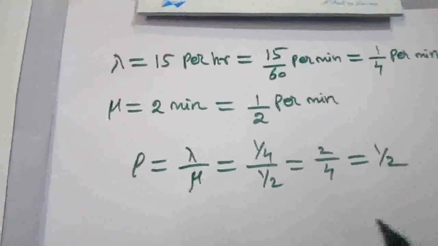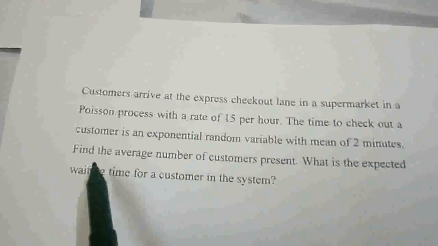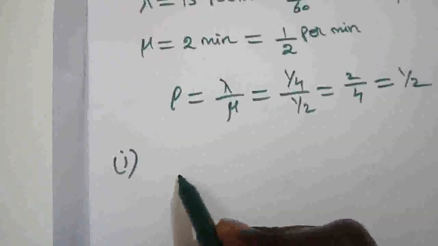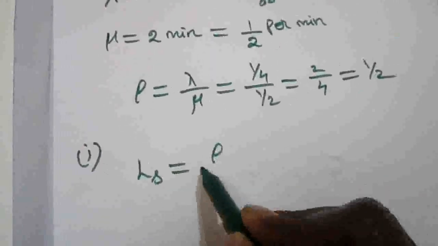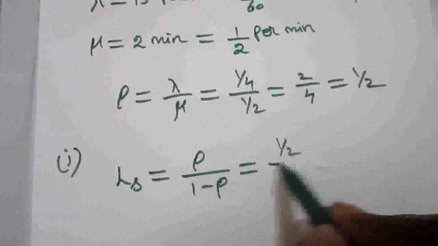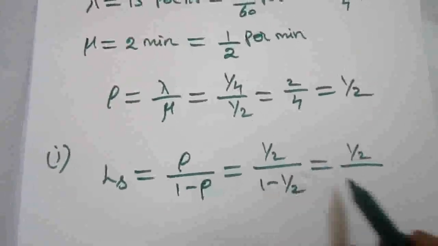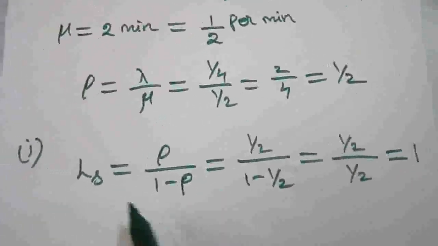Okay, next I am going to find out the first question. The first question is to find the average number of customers present. Average number of customers means Ls and Lq. So first I am going to find Ls. Ls is rho by 1 minus rho. Rho is equal to 1 by 2. So 1 by 2 divided by 1 minus 1 by 2, which is 1 by 2 divided by 1 by 2, which is equal to 1. Only one customer in the system.